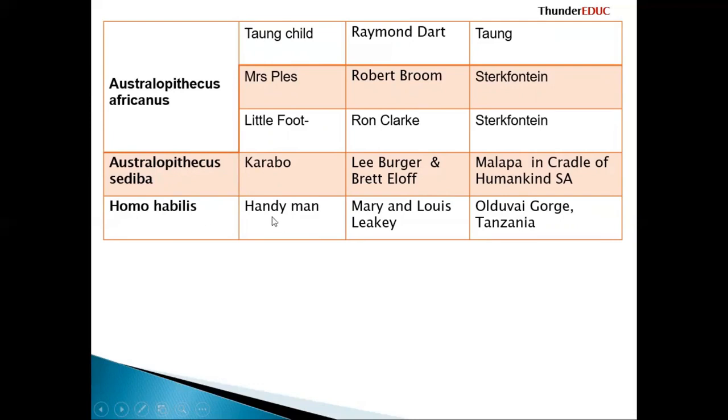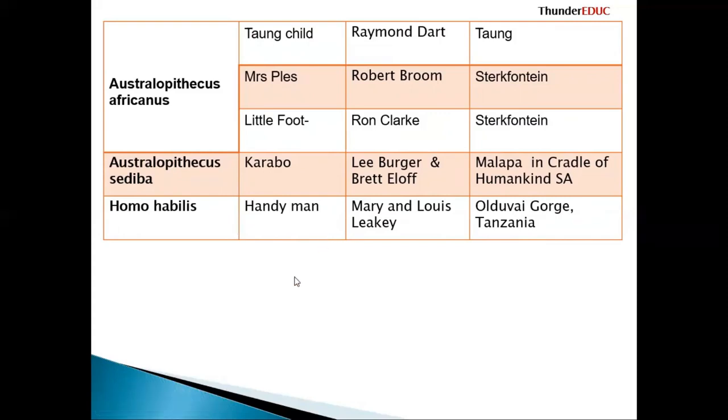Then another one is Homo habilis. Homo habilis means the handyman. Homo means man, and habilis means handy. Who discovered it is Mary and Louis Leakey, in Olduvai Gorge. They discovered it in Olduvai Gorge, Tanzania.